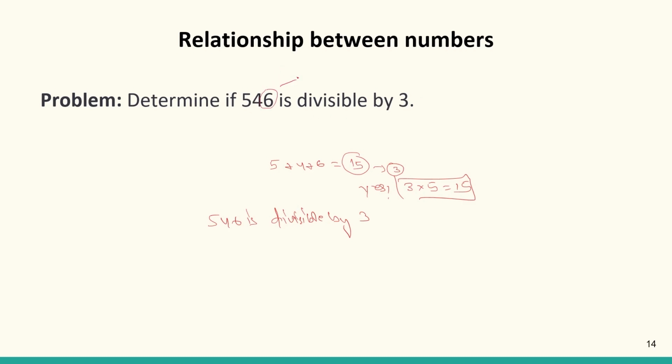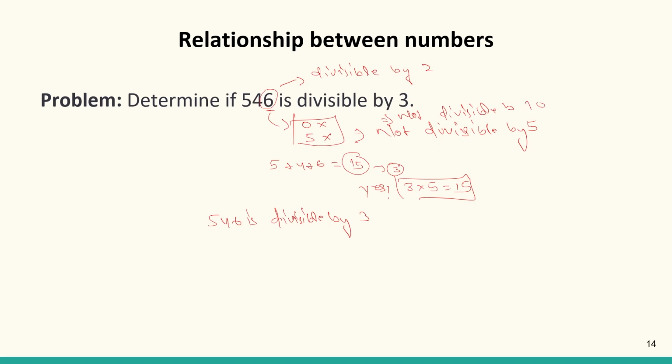Just like that, we have divisibility for each number. Whether this is divisible by 2 or not: since the last digit is 2, yes, divisible by 2. Whether this is divisible by 5 or not, check the last digit. It is neither 0 nor 5. Okay, so not divisible by 5. Is it divisible by 10? Since the last digit is not 0, not divisible by 10.